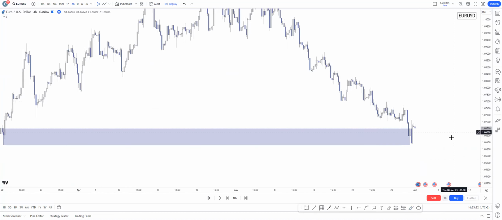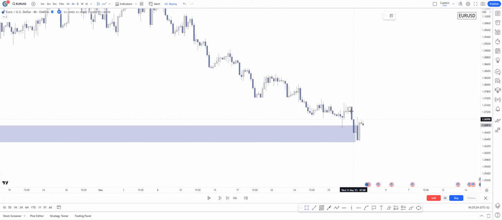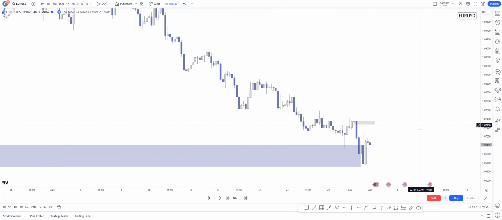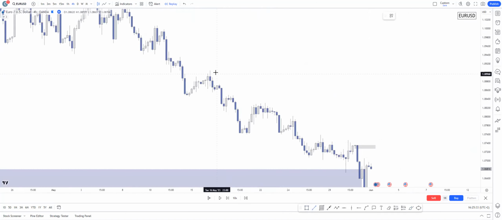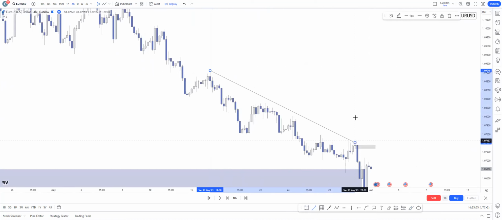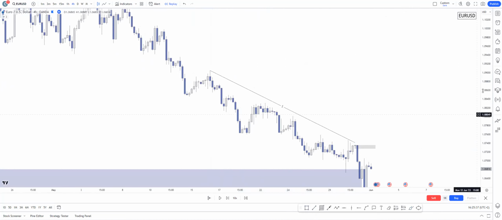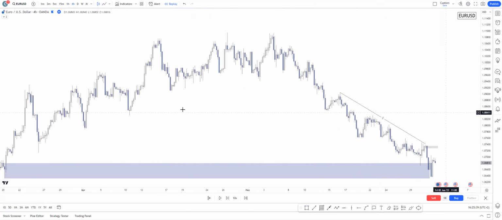So yeah, actually we can mark this supply. Oh, this is the last recent supply, which can be used as a perfect target level. But if we take a look here, technically this is just a huge liquidity pool on the upside, which has been built up for the longs.